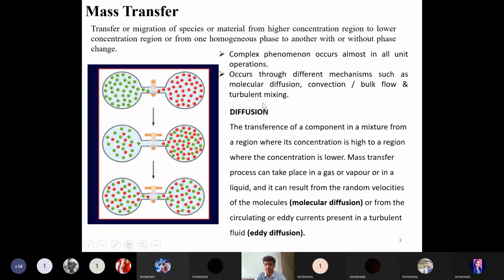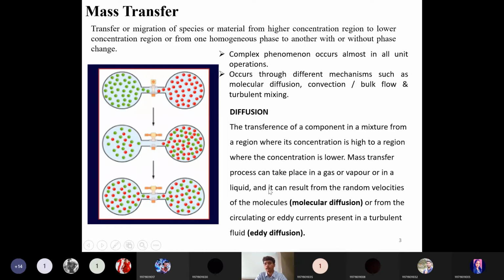So how does this diffusion happen? The transference of a component in a mixture from a region where its concentration is high, nothing but the higher concentration region, to a region where the concentration is low, the lower concentration region, is called diffusion. The mass transfer process can take place in a gas, vapor or liquid, and it can result from the random velocities of the molecules. So due to its velocities only, it travels from one cell to another cell.